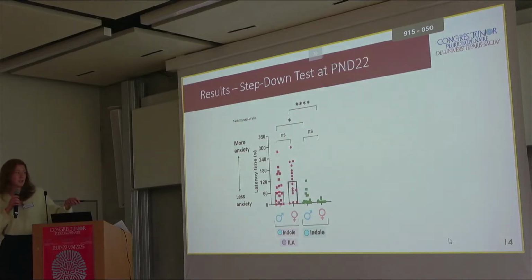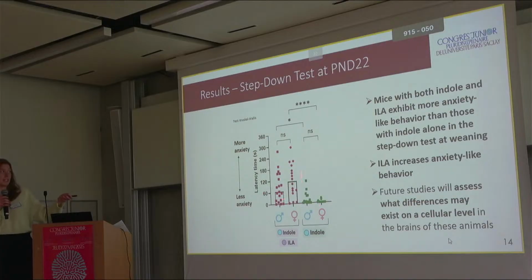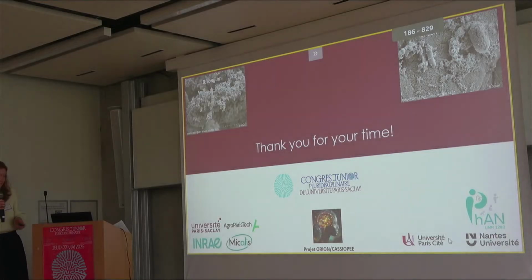So here on the left, you have the mice that are capable of producing both ILA and indole, and on the right, the male and female mice that have only indole. And so what we see is that the mice with both indole and ILA exhibit more anxiety-like behavior. And so we have shown that ILA seems to increase anxiety-like behavior, but further studies will be needed to assess what differences exist in these brains on a cellular level. And so, thank you for your time.